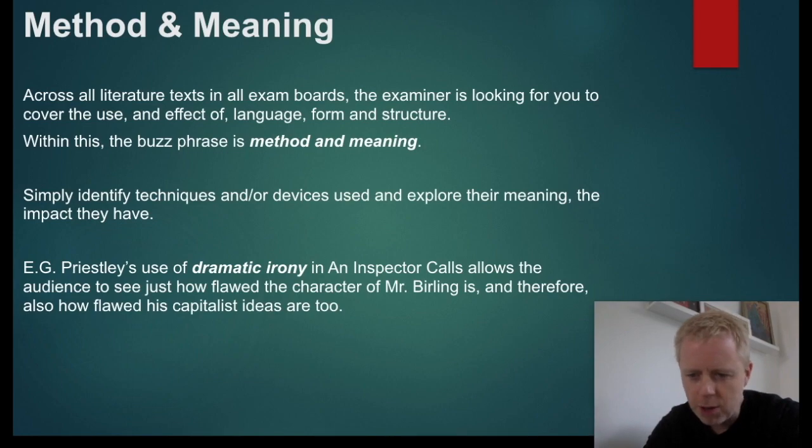For example, I think most of you are doing An Inspector Calls, so I've used An Inspector Calls as my examples throughout here. Priestley's use of dramatic irony, there's your technique, there's your method, in An Inspector Calls allows the audience to see just how flawed the character of Mr. Birling is, and therefore also how flawed his capitalist ideas are too. So there's your method and your meaning, relevant for poetry and any literature text you do. So I will mention it a couple of times throughout the remainder of this video. Method and meaning, it's a buzz phrase. If you keep that in the back of your mind at all times, it will set you on the right path.